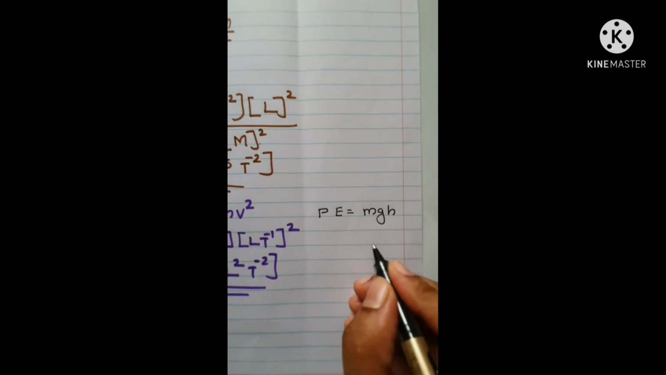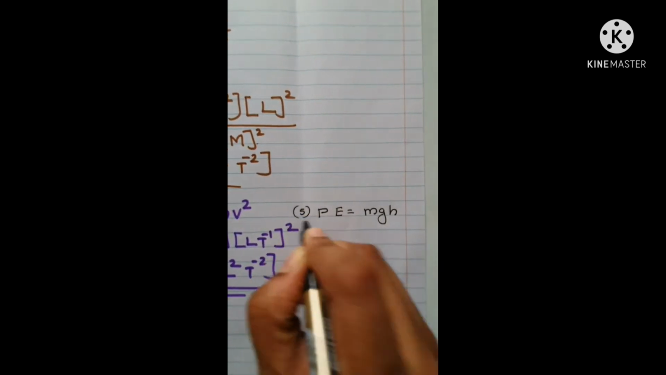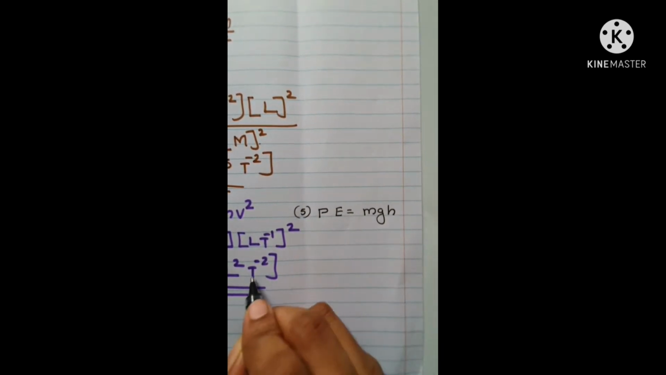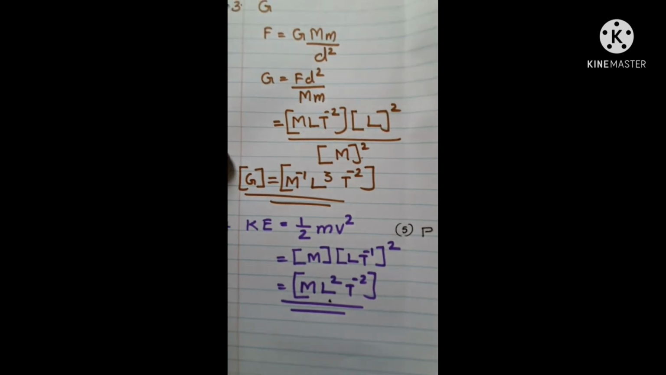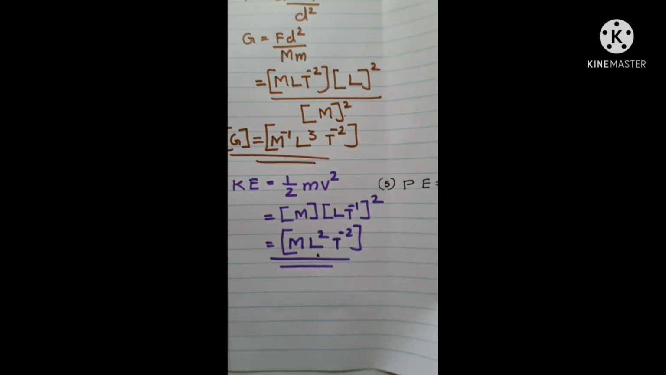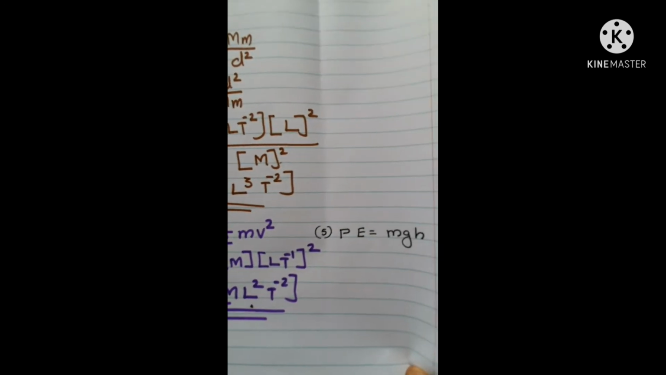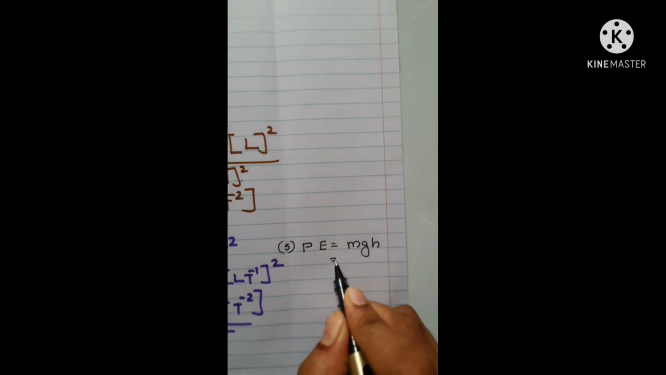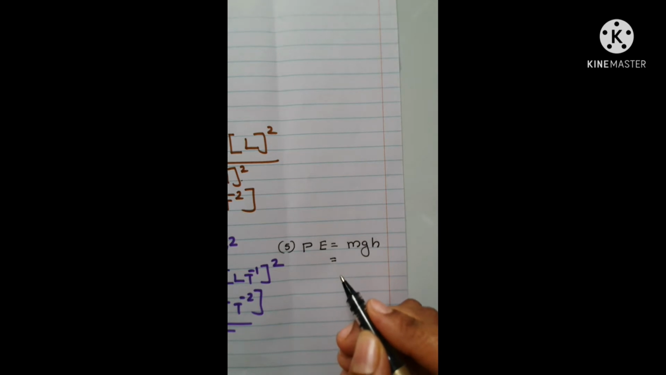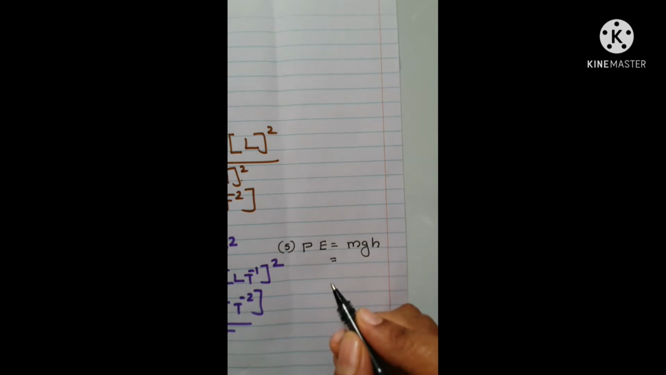Potential energy is the next one, the fifth practice question. All energies should have the same dimensional formula. For kinetic energy we got [ML^2T^-2]. The same thing we should get for potential energy also. We'll just see, because all energies have the same unit, so the same dimensional formula also. If any two quantities share the same unit, then their dimensional formula also will be the same.